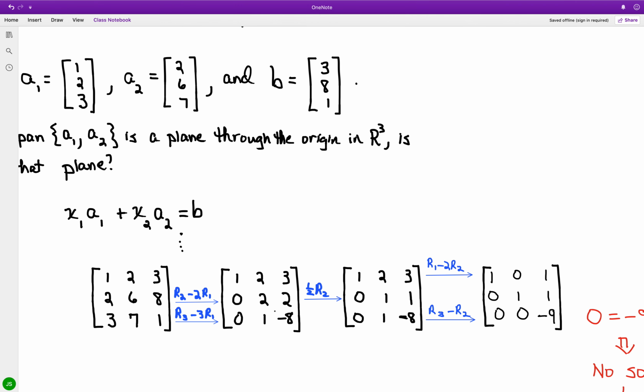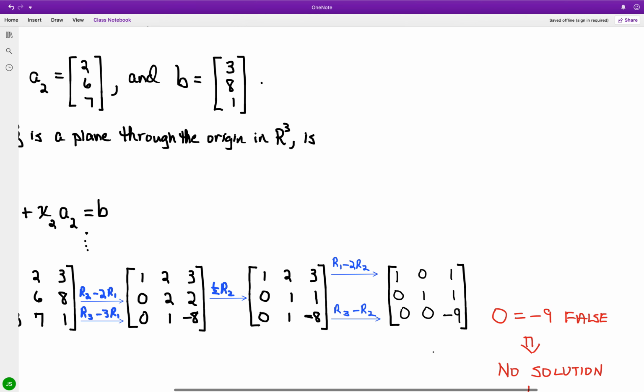So I had this set up, and to make the 2 in the middle as 1, I can take half of the second row, leaving the top and bottom rows unchanged. I have this, so I got 1, 0, 0, and then we had the pivot position next, with the one in the middle, and I can make the 2 above and the 1 below as zeros. So I can take R1 minus 2 times R2, as well as R3 minus R2. So I have 1, 0, 1, again 0, 1, 1, and 0, 0, negative 9.